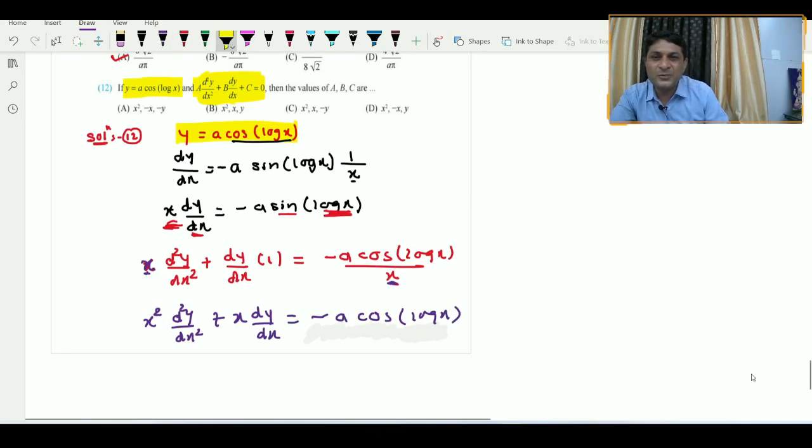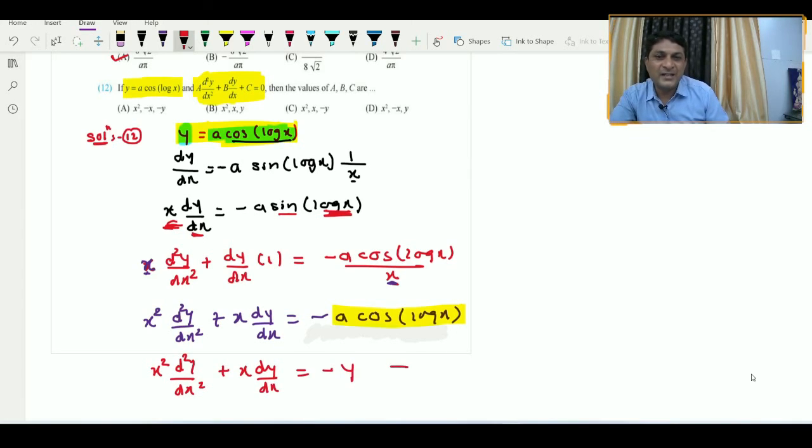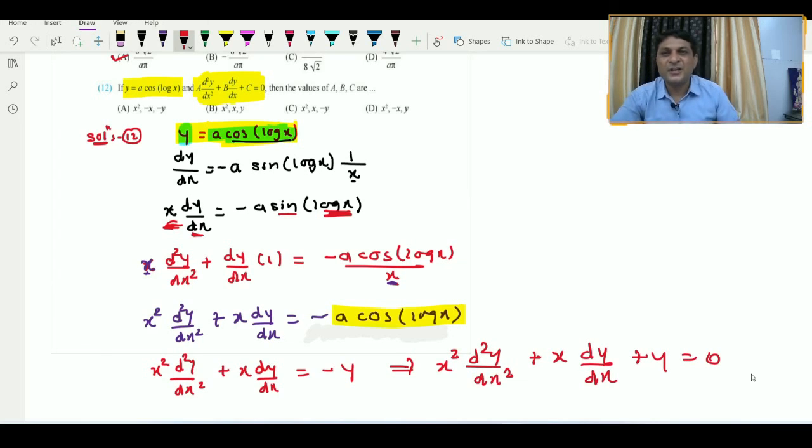Now here we can easily observe that this a cos log x, if you observe the given example, a cos log x is nothing but y. So replace it by y. So what do we get here? x square d2y upon dx square plus x dy by dx is equal to minus y. Now if we shift this minus y to the left hand side, it will become plus y using the rules of transformation. In this way we have got such a type of expression which is given in the example.